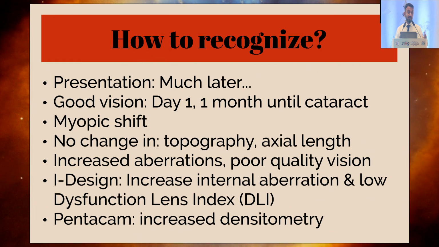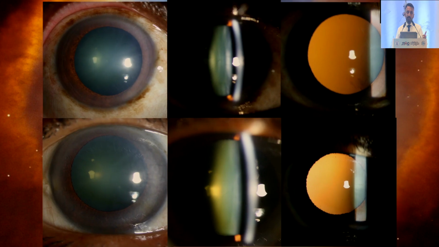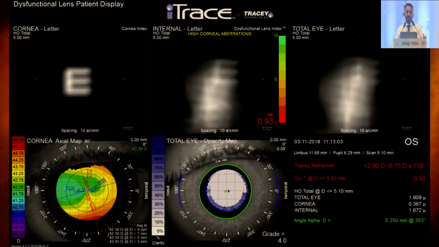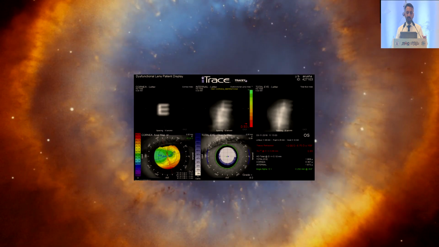Now, cataract, the 5th cause, which usually is much later. We know that it directly reflects into poor quality of vision. There is no change in axial length, there is no change in topography, and it can be documented by a good slit lamp examination, or even some of the aberrometers can actually document the presence of cataract.